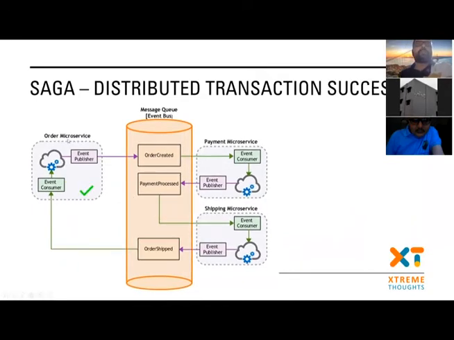There's an order microservice, payment, and shipping. Once the order is created, it publishes that the order is created. The payment microservice then consumes that event, processes it, and publishes payment processed. Then that is consumed by shipping. It consumes it and says order shipped, and then it reaches the customer.